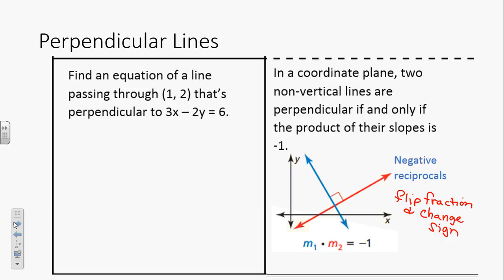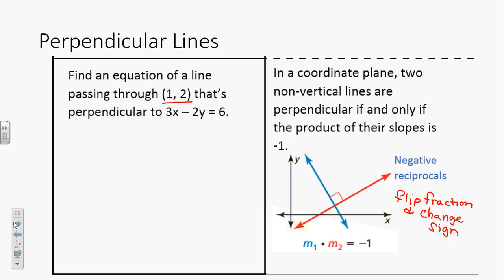All right, so find an equation of a line that passes through (1, 2) and is perpendicular to 3x minus 2y equals 6. This one's a toughie, about as hard as they get. We want it to pass through this point, so we're going to use this point in point slope or our slope y-intercept form, right?